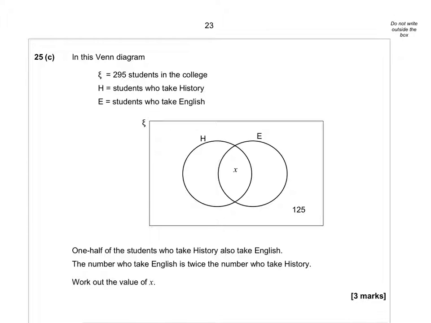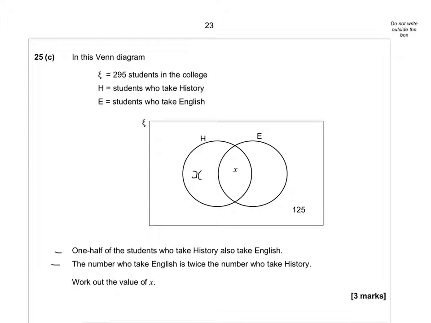And part C now involves algebra. X is defined to be the number of students who take both history and English. The first sentence down here says 1/2 of the students who take history also take English. So X here is 1/2 of the students who take history. X here is the same. So this also must be X, because altogether 2X students take history.